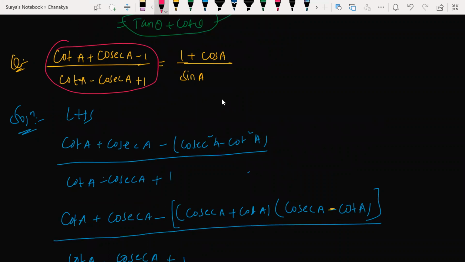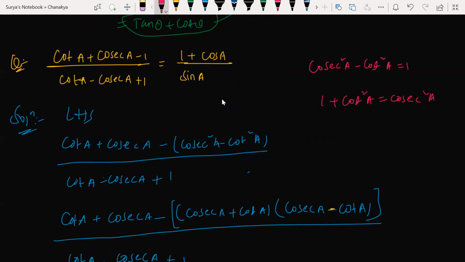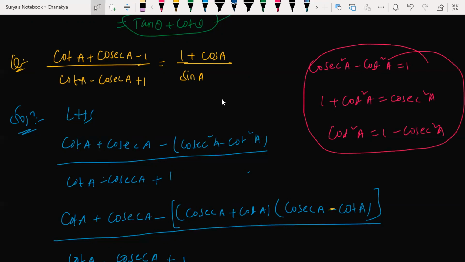In LHS, what I have done is, this one is the red. This one, I wrote an identity called cosec square A minus cot square A is equal to 1. Else, you can write this as 1 plus cot square A is equal to cosec square A. So cot square A is equal to 1 minus cosec square A. In different ways you can write this one identity, right? Hope you are aware of this, right?